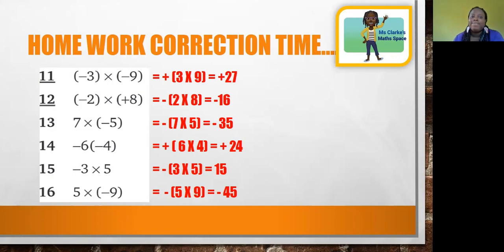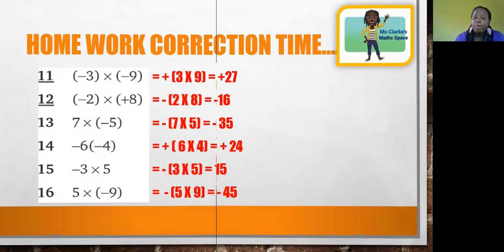Question 15, we have -3 multiplied by 5. You're going to have a negative by positive, giving you a negative. So our answer is going to be -15. Question 16, we have 5 multiplied by -9. When we multiply a positive by a negative, we're going to get a negative answer. So you're going to get -45.